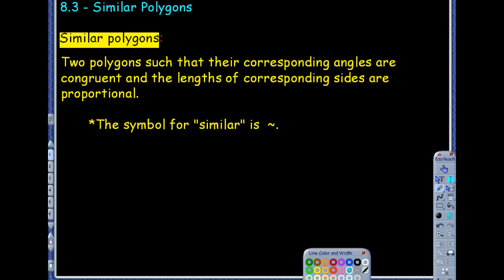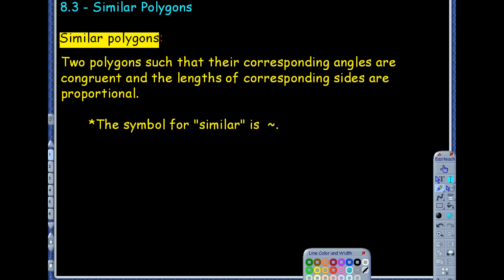Section 8.3 is actually going to get into this idea of similarity, which is what the chapter is really about. Sections 8.1 and 8.2 are getting you set up for some big concepts involving similarity. So let's define what similar means, and we're going to talk about similar polygons. We're going to eventually get to similar triangles.